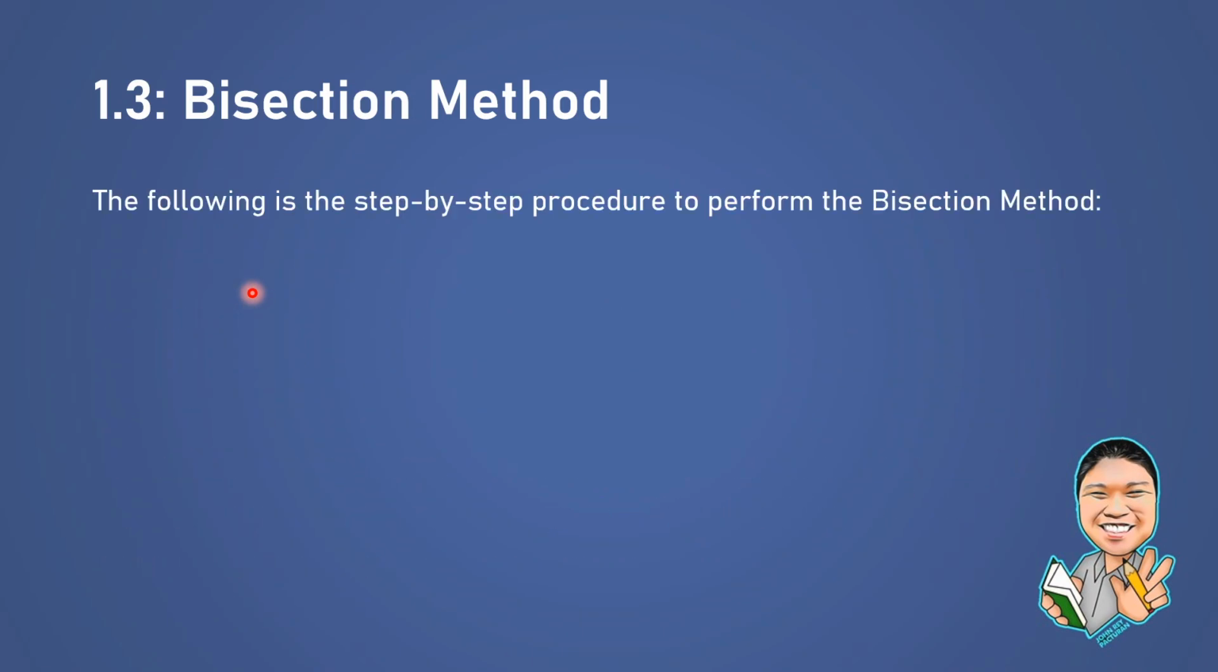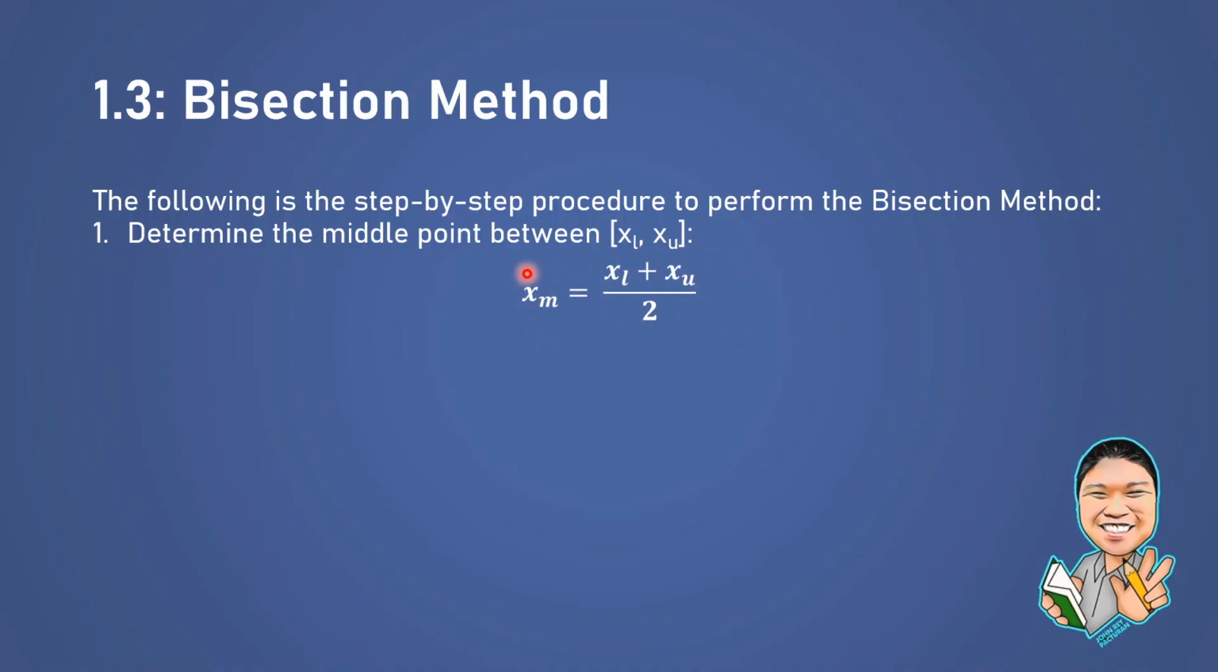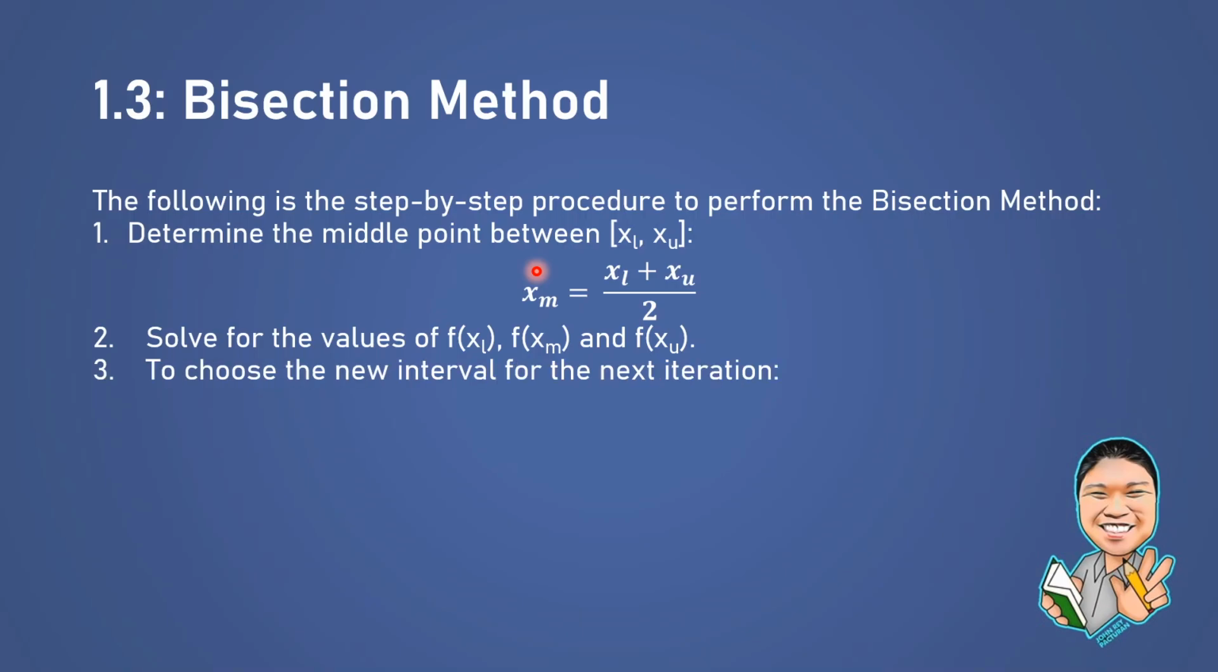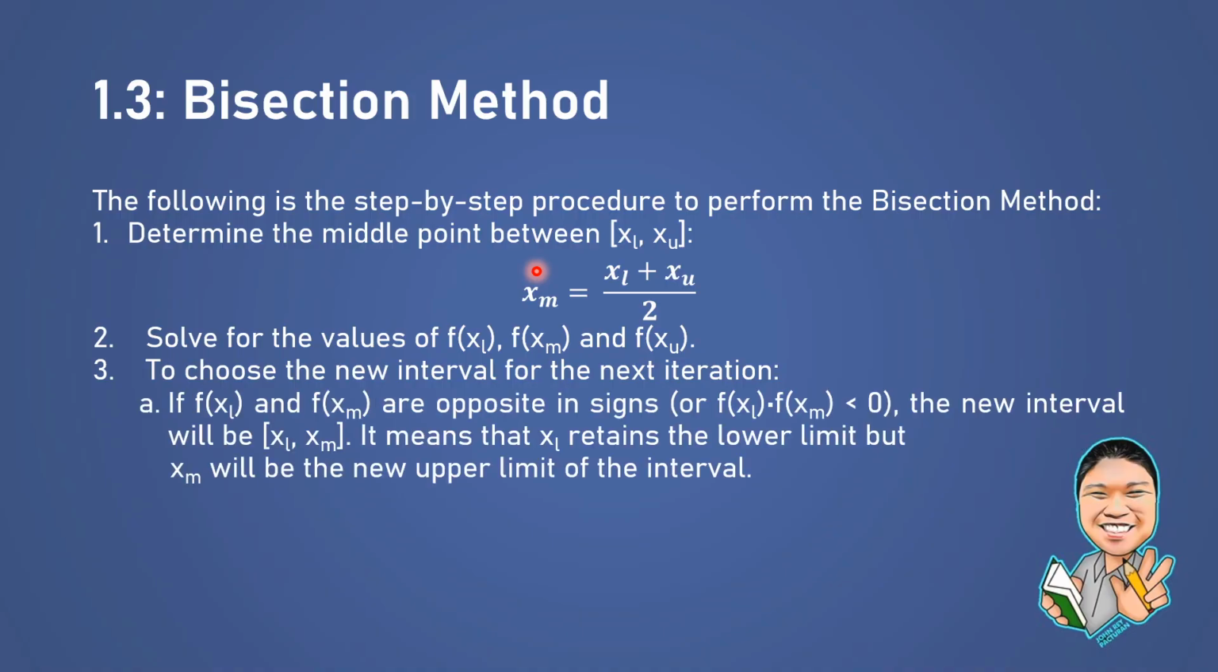So, to formalize this lesson, these are the step-by-step procedure to perform the bisection method. So, yung una, kailangan malaman muna natin yung value ng middle point between xL and xU. So, which is, take the average of the two. Yun na yung discussion natin. Just take the average of the two. Yung step 2 is isosolve natin yung value ng f of xL, f of xM, and f of xU. So, yan yung next step. For the next step, to choose the new interval for the next iteration, ito yung gagawin natin.